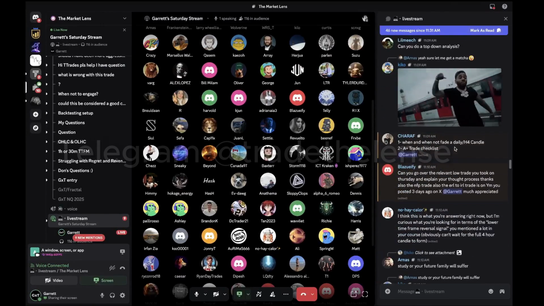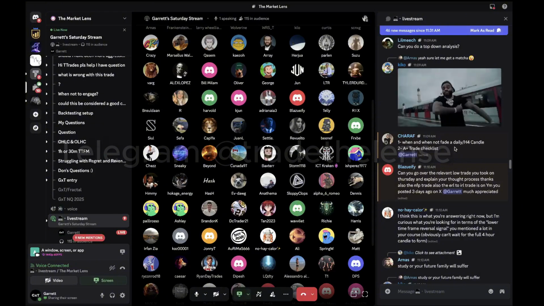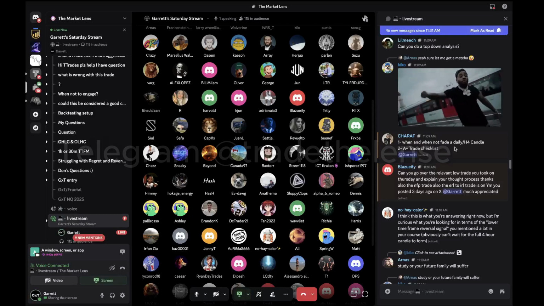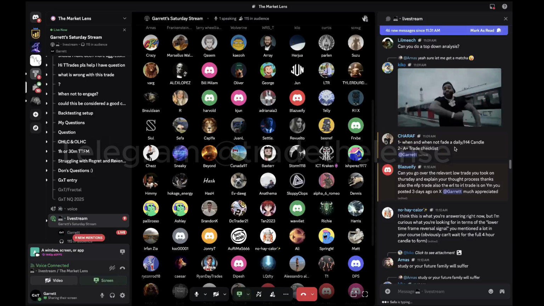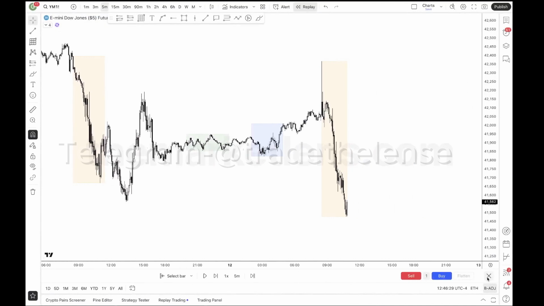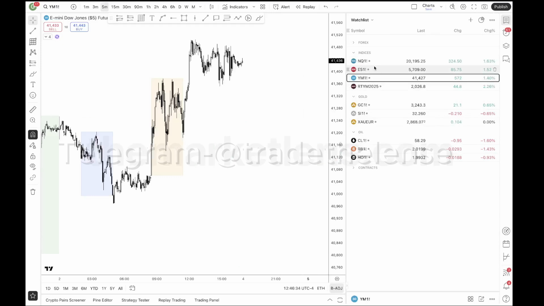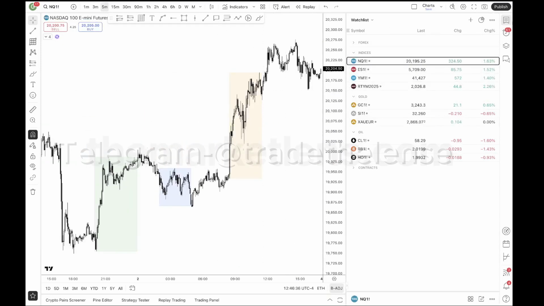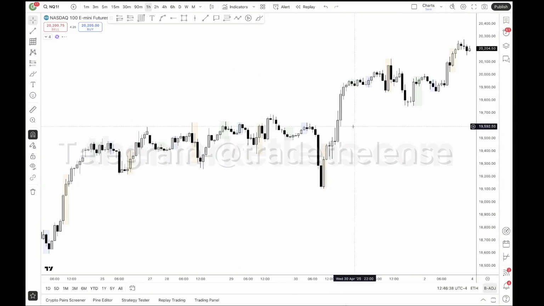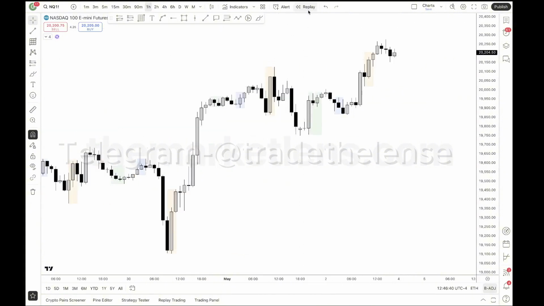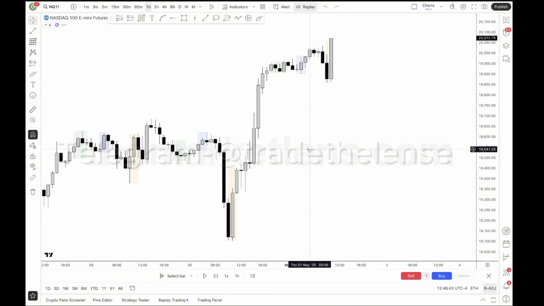Can you go over the relevant low trade you took on Thursday and explain your thought process? Thanks. After the NFP trade, also euro to IRL trade is on YM. You mean IRL to euro? Go over the relevant low trade you took on Thursday. Let's see what I took on Thursday. Oh, I remember that trade. Yep, this is a good example to go over here.